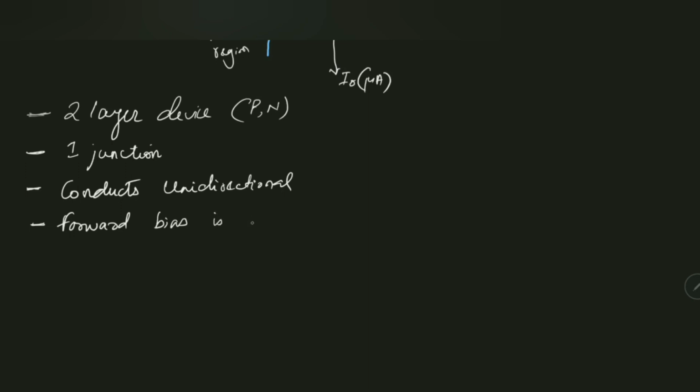Forward bias is used for conduction. So this is your PN junction diode. In the next class we will see how the diffusion capacitance and transition capacitance actually work in this PN junction diode, how these equations are formed, and the derivations.